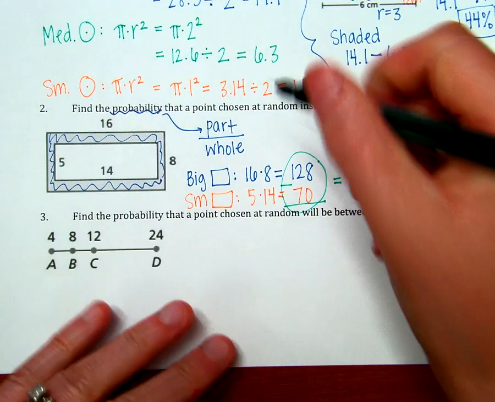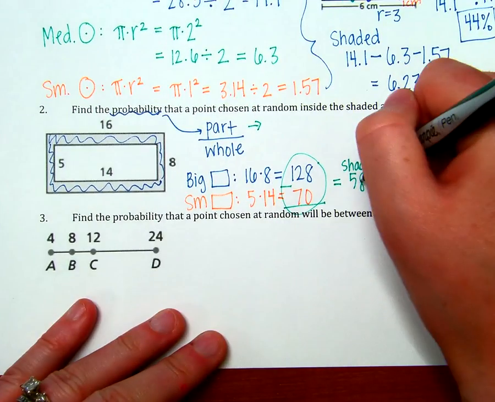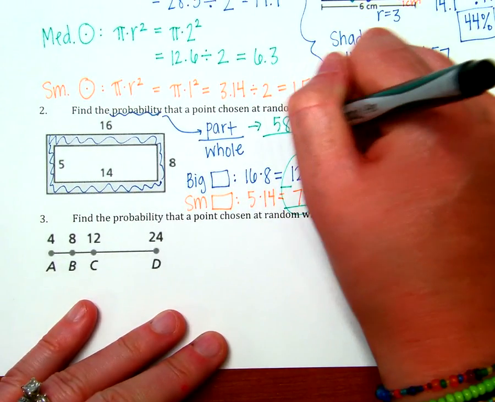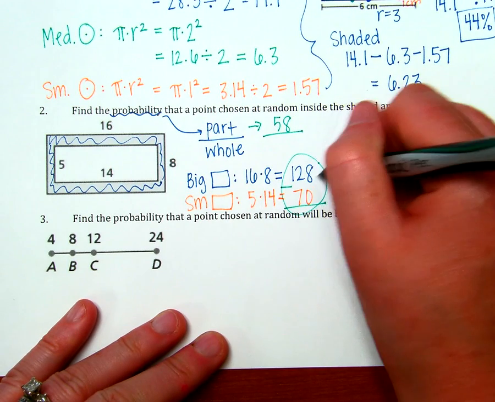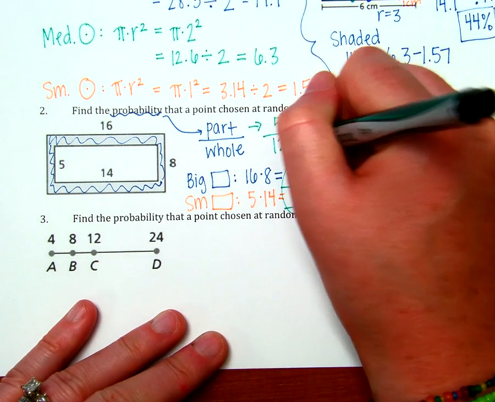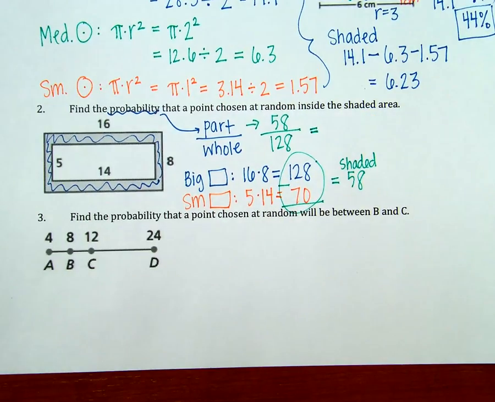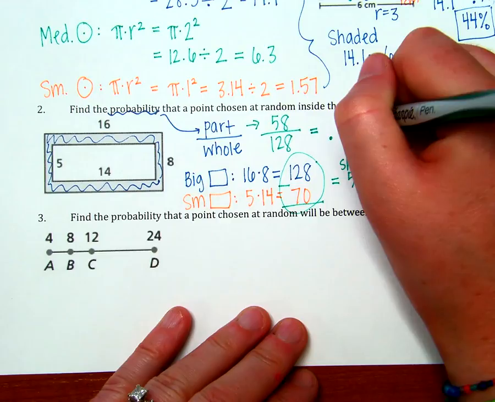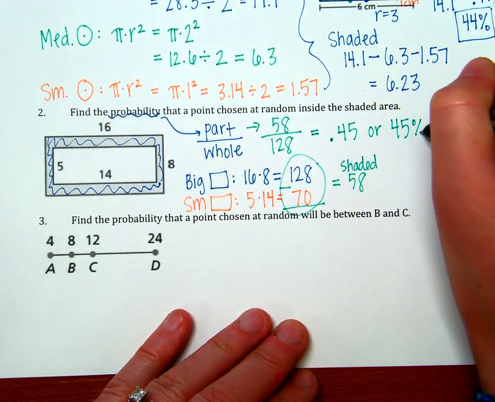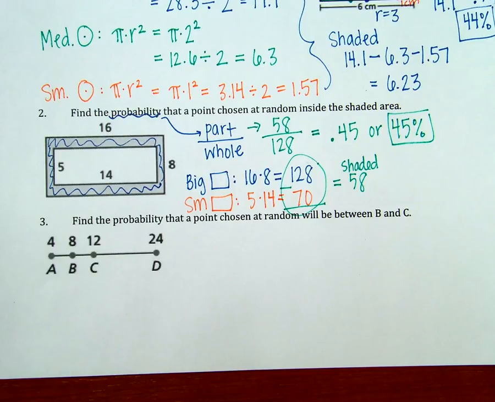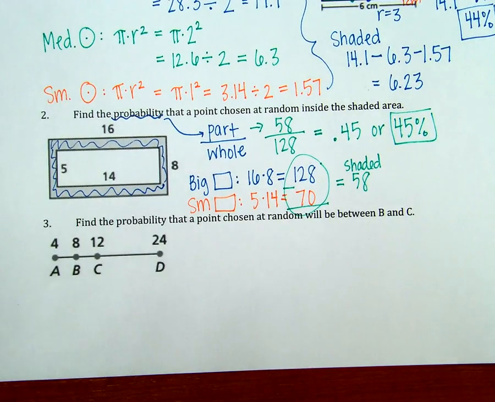So I can come back up here and say the part that we care about, we just figured out is 58, out of the whole thing, which is this big whole rectangle that we figured out already was 128. When you type 58 divided by 128 in your calculator, you should get about 0.45, or if you turn that into a percent, that would be about 45%, which means you have about a 45% chance of picking a point in the shaded area versus any of that white space inside of there.